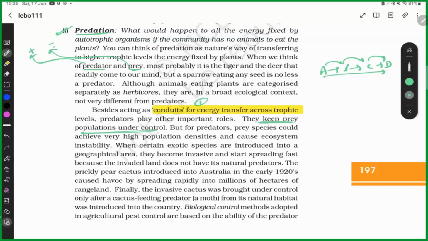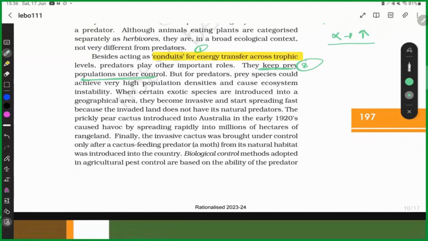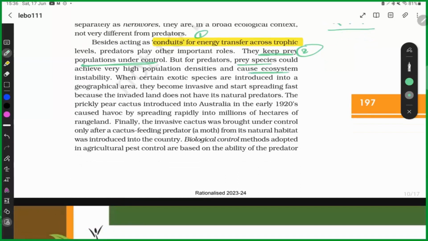If there is no predator, the prey population will increase. If there is no snake, the rat population will increase. But for predators, prey species could achieve very high population densities and cause ecosystem instability. This is the negative impact if there is no predator. There is an example of this statement.